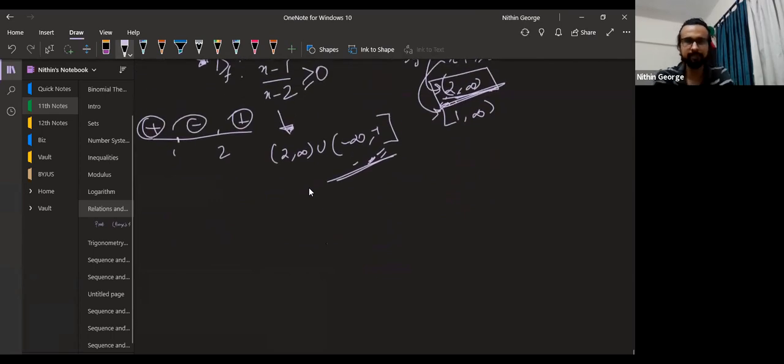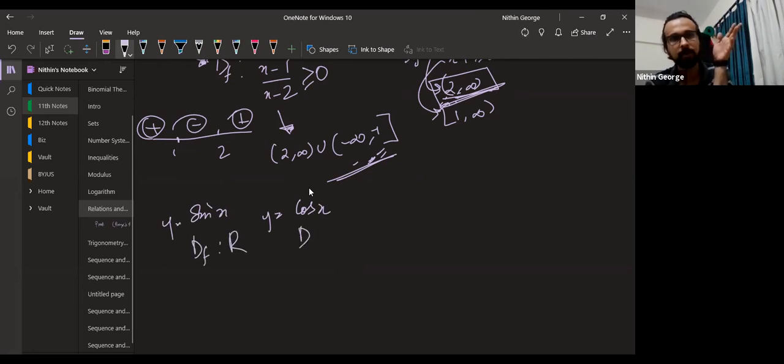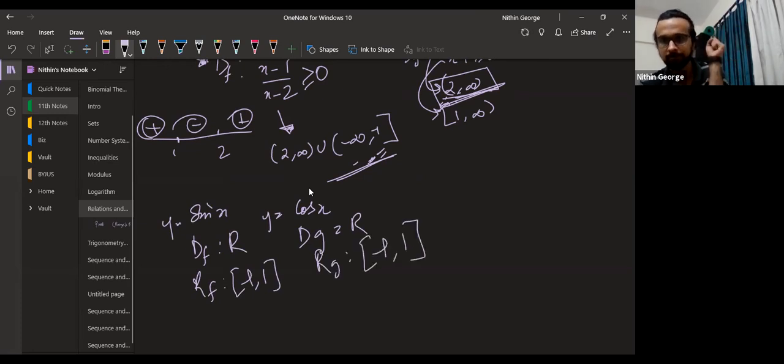Your domain and range should be the same, and at each point in the domain also it should be the same. Like if I say sin x and cos x, you know they're not the same. But how do we prove they're not the same? Domain of f is any real number. Domain of g is any real number. Range of f is between minus 1 and 1. Range of g is between minus 1 and 1. But are they identical functions?